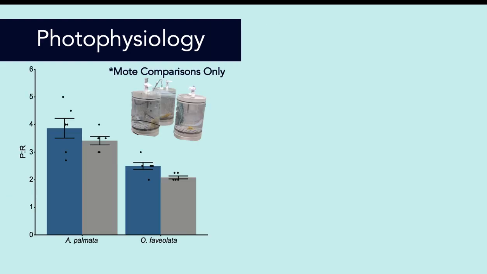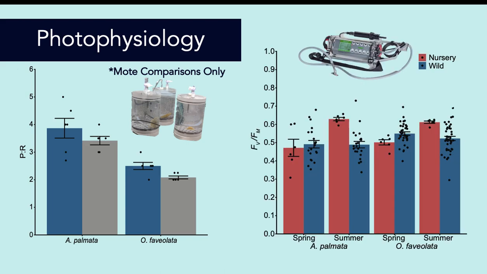Moving on to our photophysiology, this is the best picture I had of our respirometry chambers. Please ignore the Cassiopeia that are in there. We have a graph here showing our gross photosynthesis to dark respiration ratio, and on the bottom, we have palmata and ovabulata. Sorry, I cut off our figure legend, but the blue here is spring, and the gray is our late summer sampling point. You can see for both species, they generally have higher photosynthesis in late spring than they're experiencing in late summer.